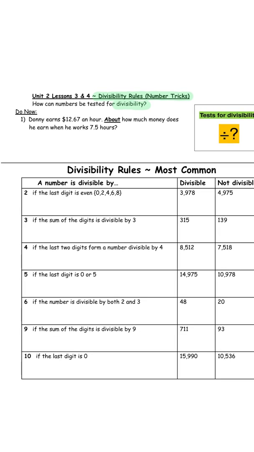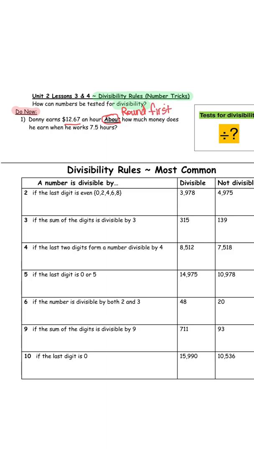This do now, I can guarantee you, will show up either on your next quiz or your next unit test, so I would definitely make sure that you know how to do it. Let's take a look. It says Danny earns $12.67 an hour. About, there's that key word. When we see the word about, that does mean round first. That was actually a test question in our last unit test. Round first, okay, the word about.